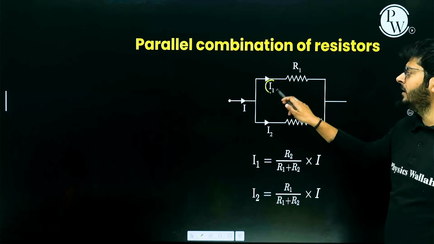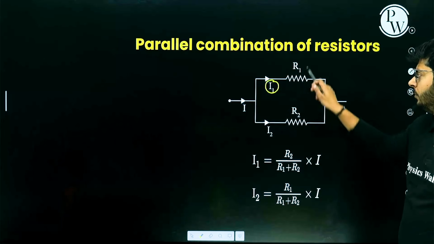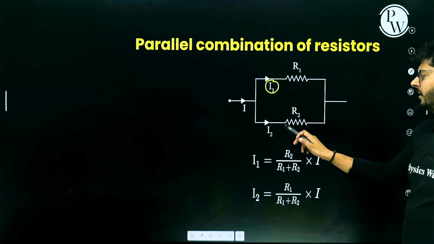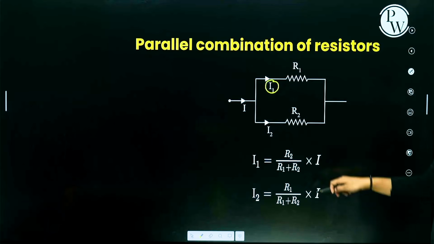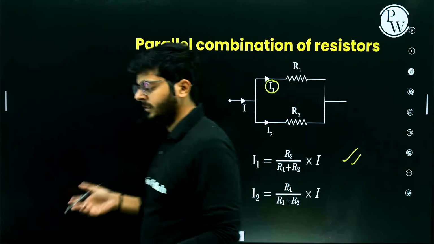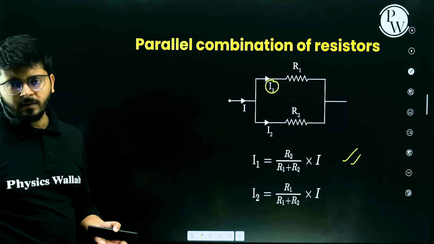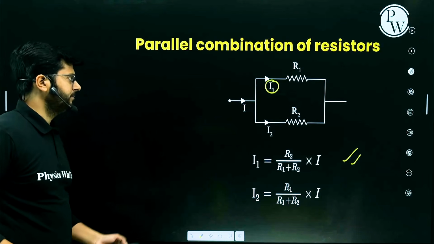So what will be the current in the first one? Current in the first one is going to be R2, the other resistance, upon R1 plus R2 into I, and current in the second one is going to be R1 upon R1 plus R2 into I. So these are the two values. Again, you don't have to learn them by heart, but if you do that, many simple questions can be done and the time can be saved.